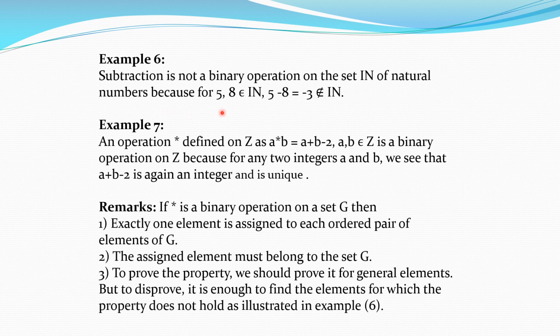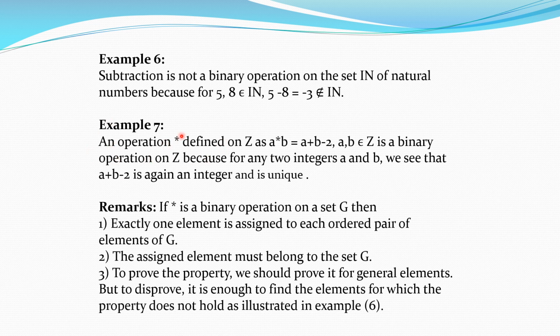That means for every pair A and B belonging to N, A minus B is not necessarily a natural number. It holds only if A is greater than B. But for A less than B, A minus B is a negative number, which is not present in the natural number set. So we can say that subtraction is not a binary operation on N. Here we could consider, instead of 2 and 3, 5 and 8. The same thing happens. 5 minus 8 is minus 3, which is not a natural number.